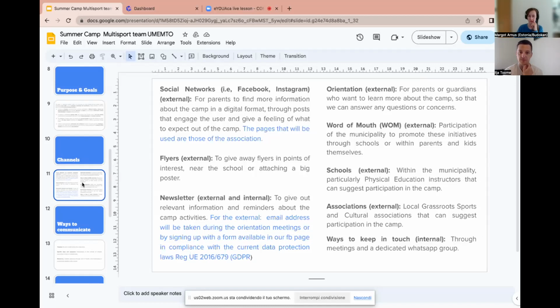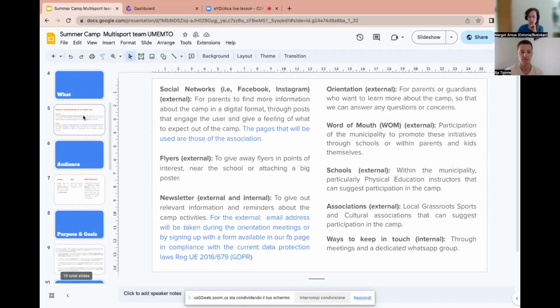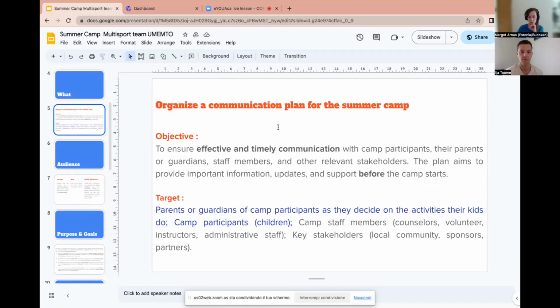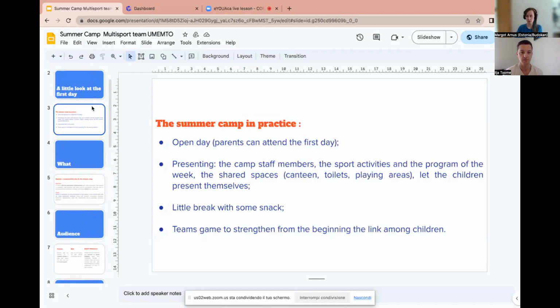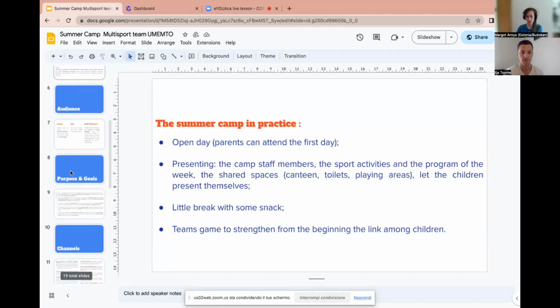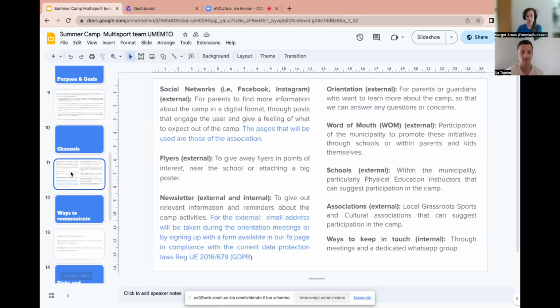Among the channels, we want to spread mostly through word of mouth, because we plan on going to schools to promote this, and also communicating directly with parents. I don't know if you noticed, but there was an open day. In this open day, we want to communicate directly with people. Sorry, this is not the slide for open day. We want to communicate what they should expect about the camp. So for us, it's very important to have person-to-person communication, so that all the other elements are just complementary. The orientation is also an important one, which is interconnected with word of mouth, through associations, etc.